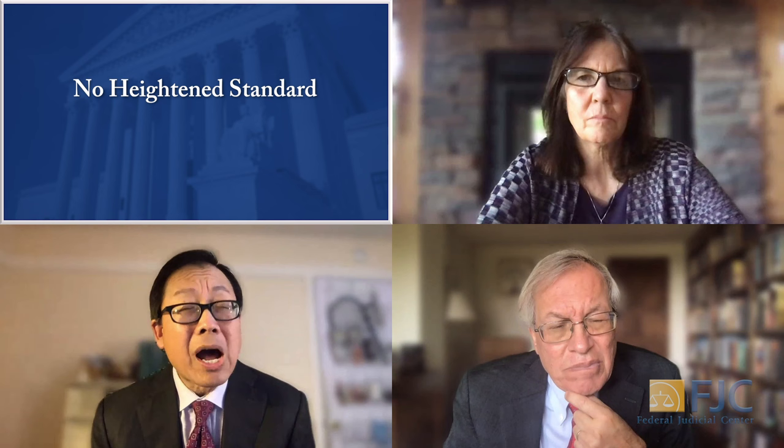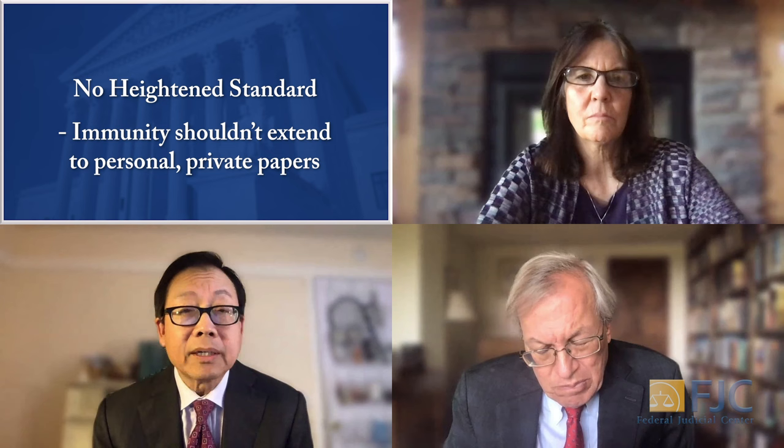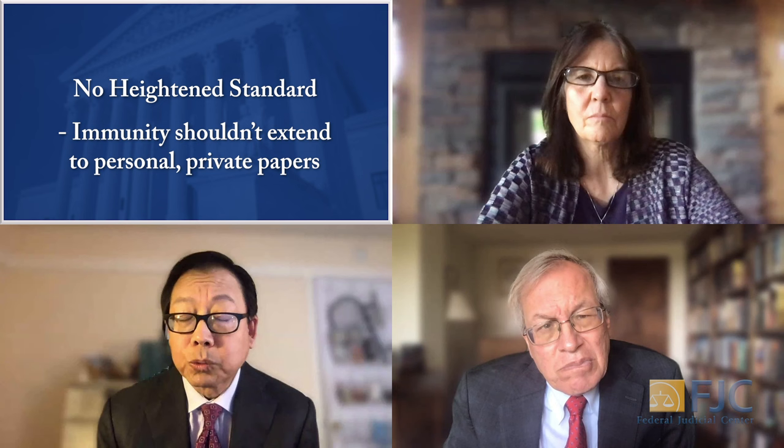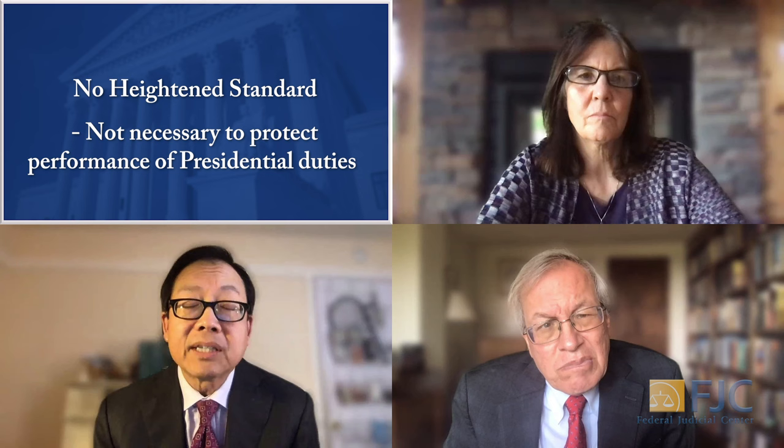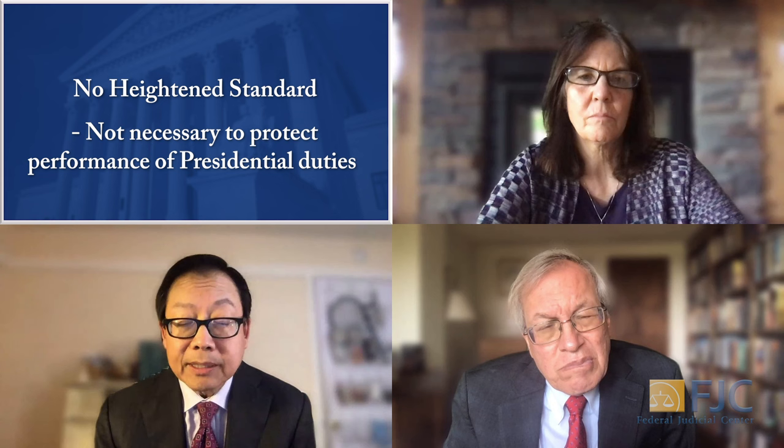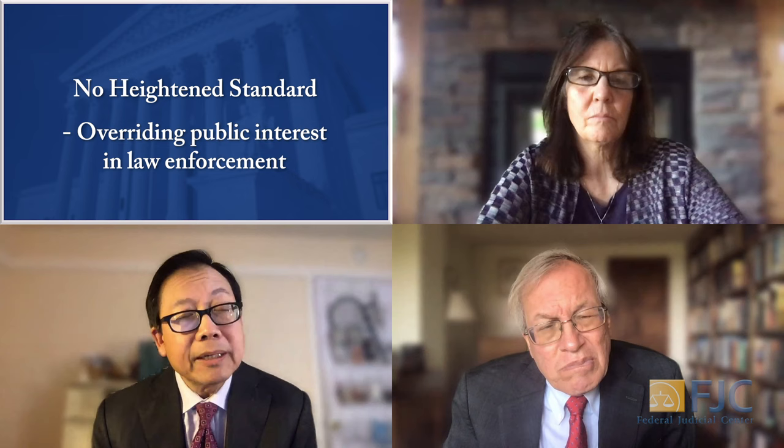The majority furthermore rejected an argument for a heightened standard on three grounds. They said, number one, immunity shouldn't extend to personal, private papers, which were at stake in this case. Second, they said that heightened scrutiny wasn't necessary to protect the official duties of a president. And third, the majority said that there's an overriding public interest here in fair and effective law enforcement.